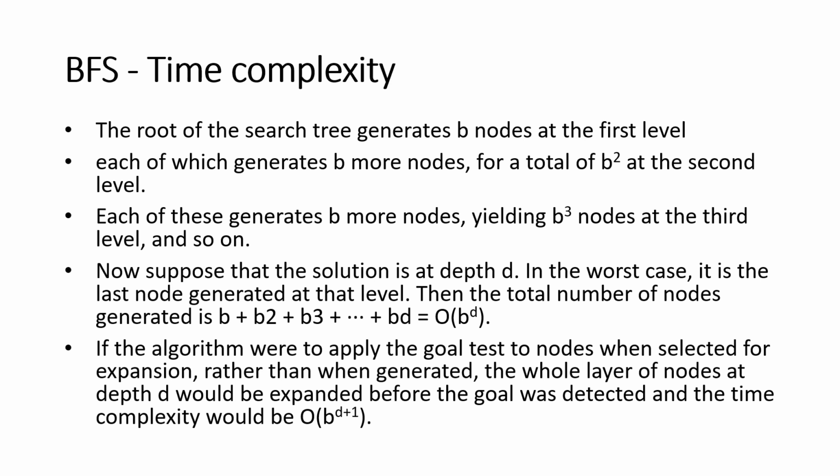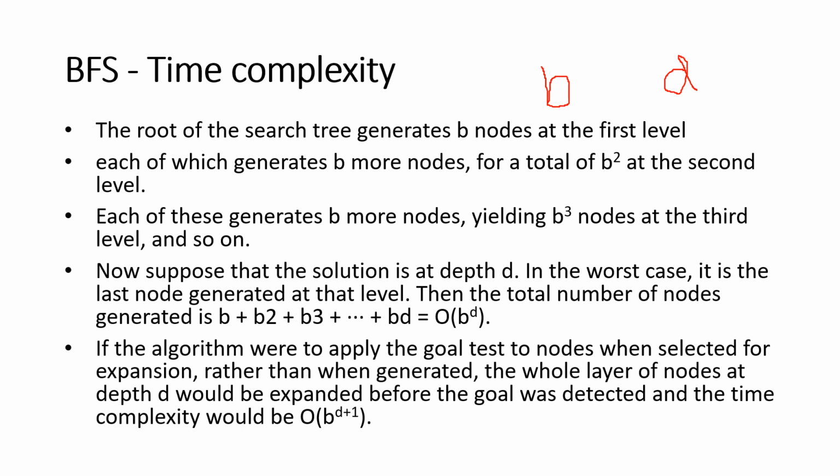So if you are considering a search tree, same thing. In the last slide also we have discussed: each node has b child nodes and the number of levels is equal to d. That is, our depth is d. b is the branching factor, the number of children per node, and d is the depth of the shallowest goal node.